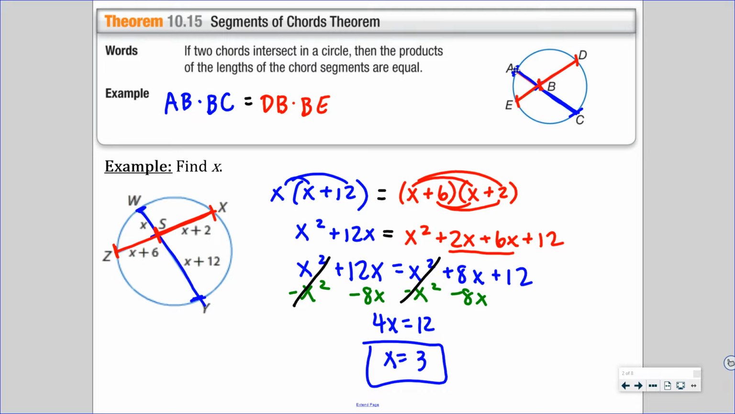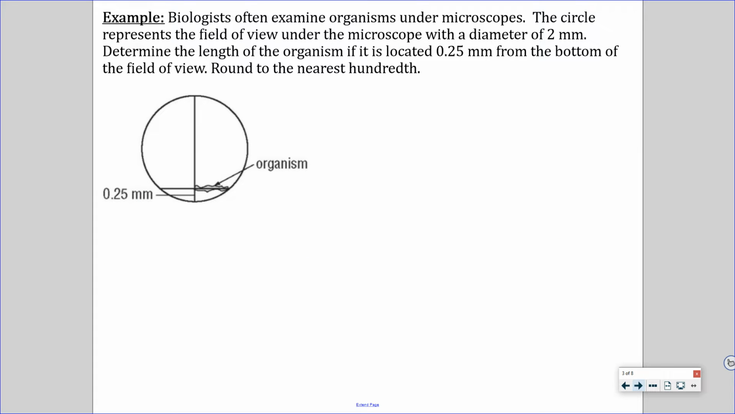I'm going to try a couple of these like word problems. All right, biologists often examine organisms under microscopes. The circle represents the field of view under the microscope with a diameter of 2 millimeters. Determine the length of the organism, which you can see right there, if it is located 0.25 millimeters from the bottom of the field of view, round to the nearest hundredth. Alrighty, so we know this diameter, this whole length is 2. And we know this little length right here is at 0.25.